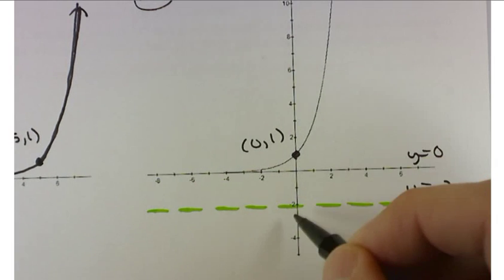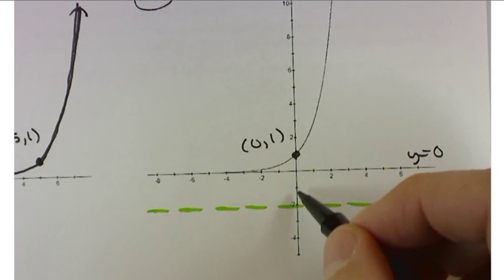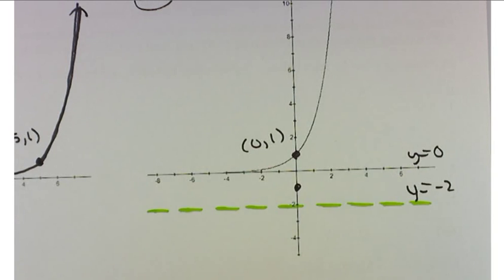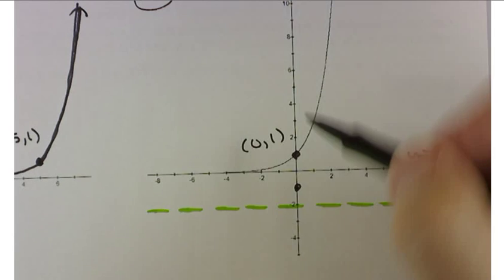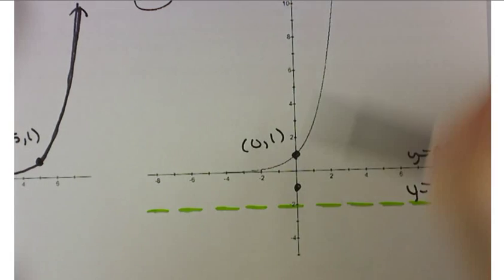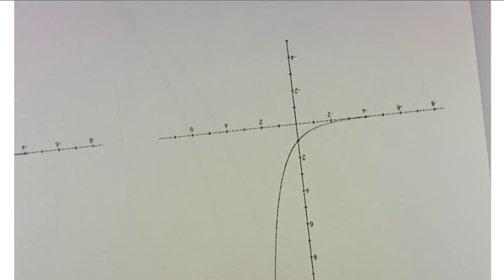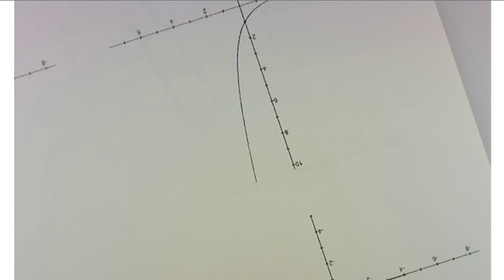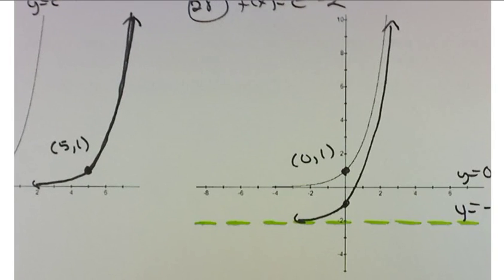That would be shifting it down 3. There you go. So at negative 1. So shifting it down 2. And then again, just drawing this same graph, shifted down 2. So something more or less like that.